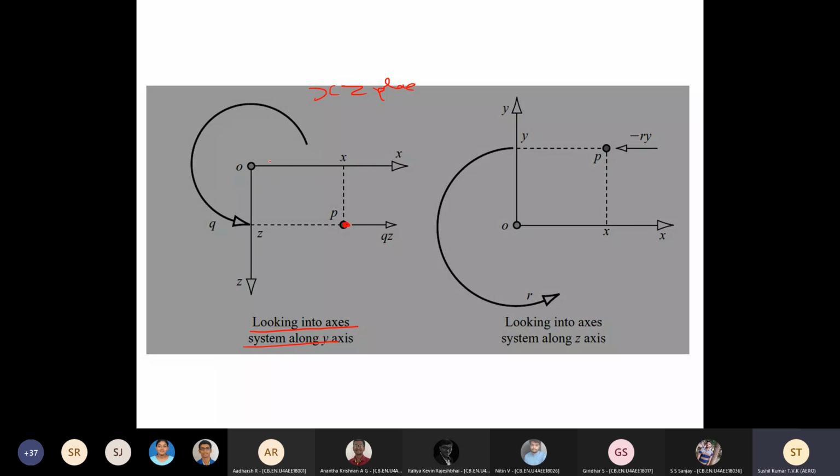Okay. So it's free to rotate with a velocity q. So definitely there is one component qz. Now look into the xy plane. It is free to yaw at a rate r. So again you have a velocity component minus ry. Minus ry because you're going in this direction. Earlier it was going along the x-axis. Now it is going in the opposite direction. That's why you have a negative sign.